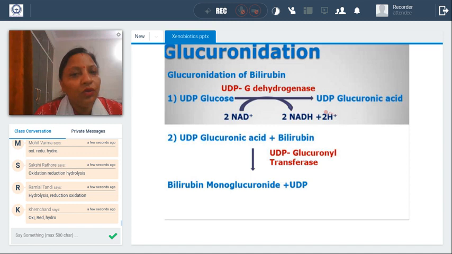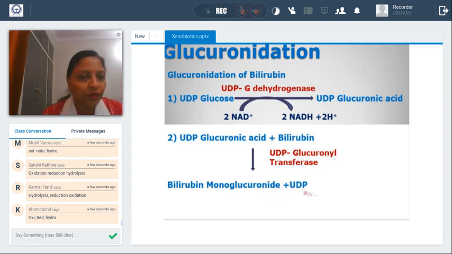Glucuronidation: UDP glucose, in the presence of UDP glucose dehydrogenase, converts into UDP glucuronic acid. And then UDP glucuronic acid plus bilirubin, meaning bilirubin conjugates with UDP glucuronic acid, in the presence of UDP glucuronyl transferase, converts into bilirubin monoglucuronide plus UDP. So this reaction is important. Please remember this reaction.